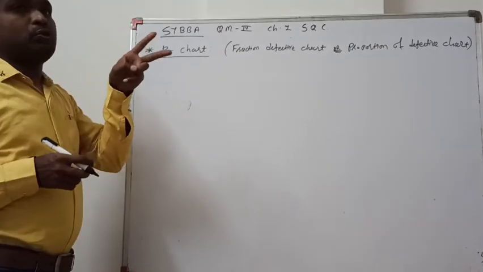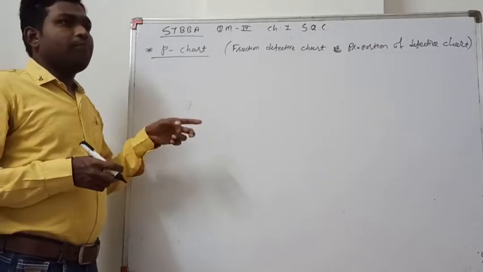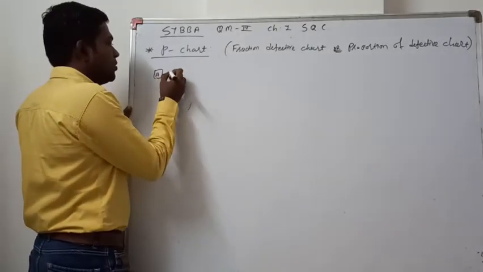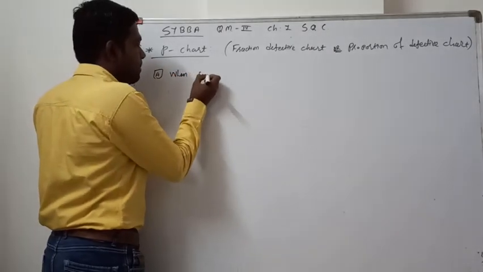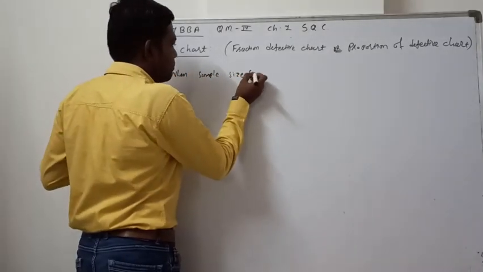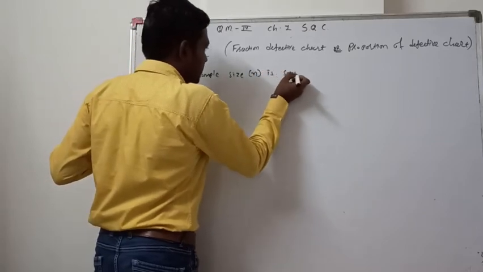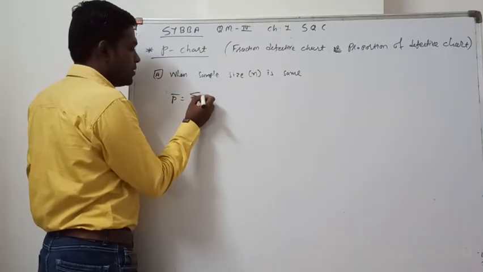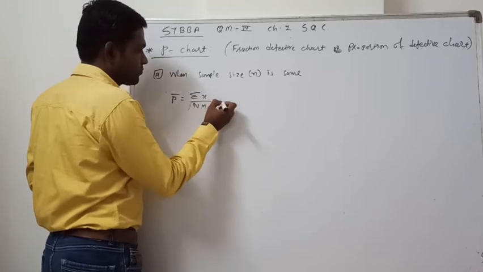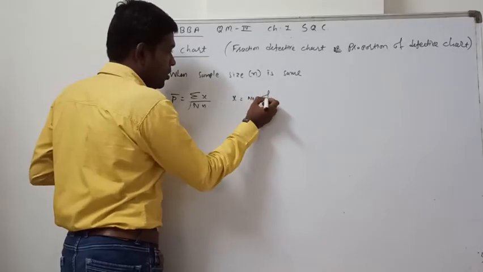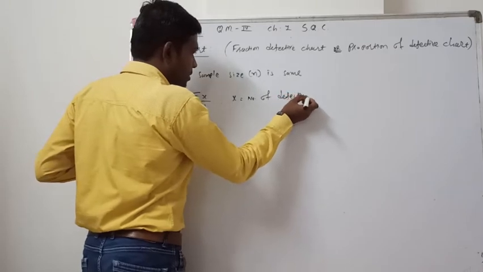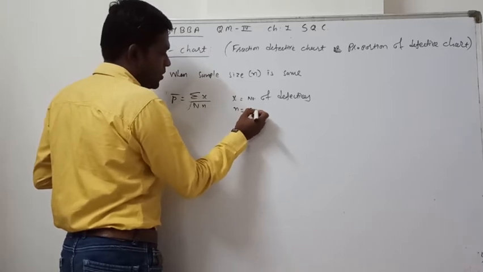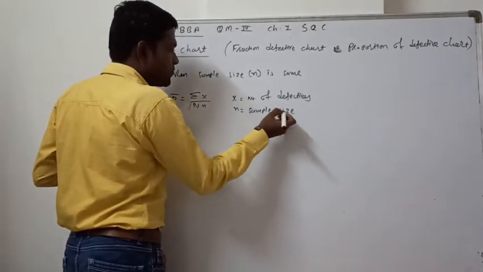In P chart we have two types. First one, when the sample size is same, and another one, when the sample size is not same. First we talk about when the sample size, that is small n, is same. First we have to find P bar, that is sigma x upon n into N, where x means number of defectives, which is given in the question. Small n means sample size, that is fixed over here.